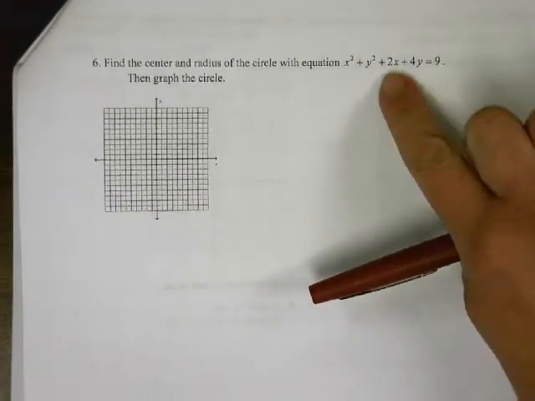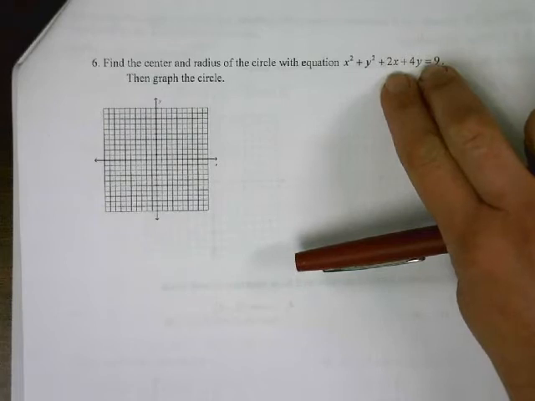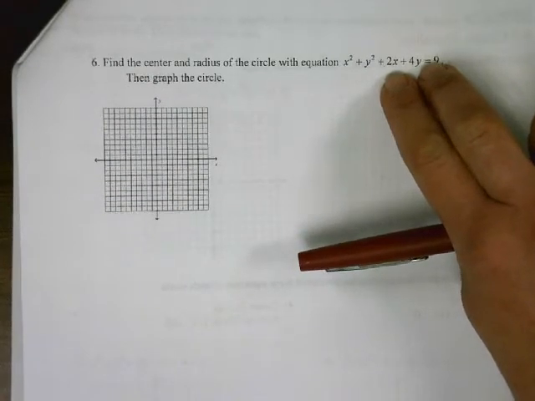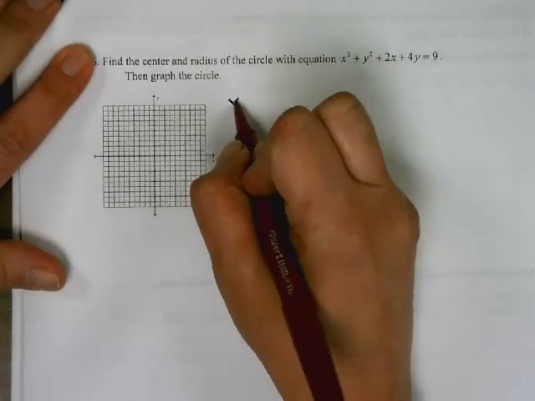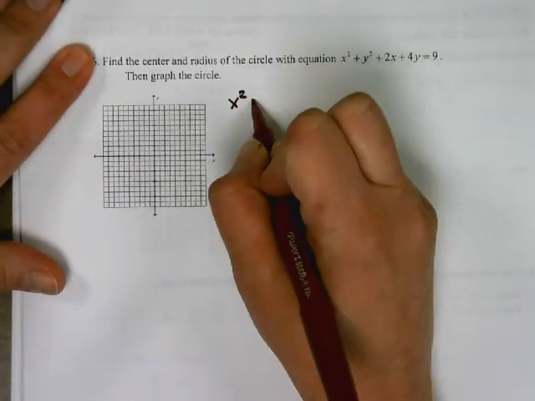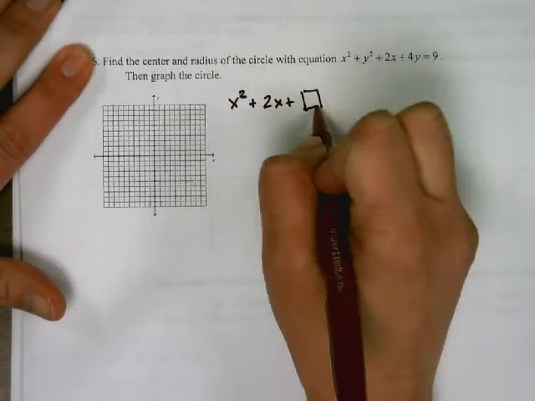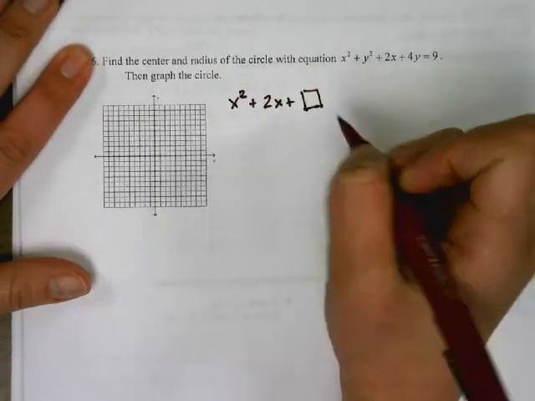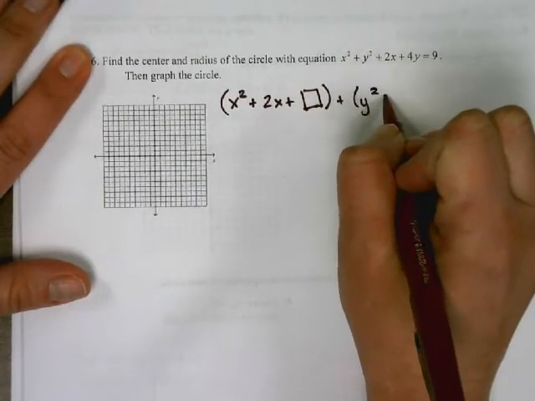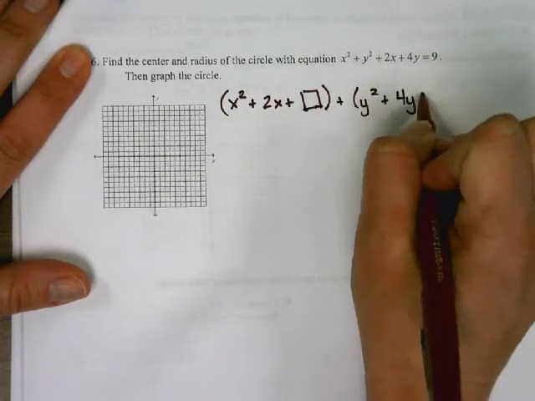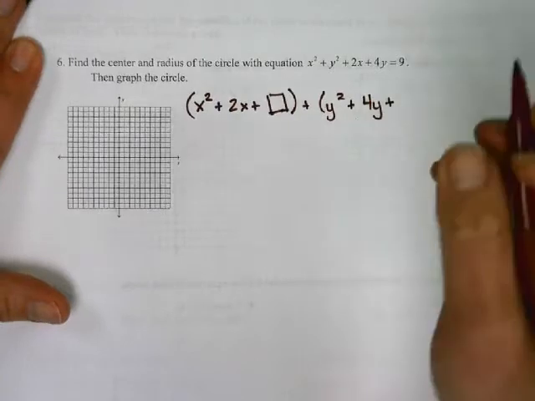See how I have a plain old x term and a plain old y term? I am now going to need to complete the square with the x's and with the y's. Alright, so leave yourself some room. I'm going to group the x's together. X squared plus 2x plus a box, plus y squared plus 4y plus, I'm going to do a different shape just so I can keep them separate.